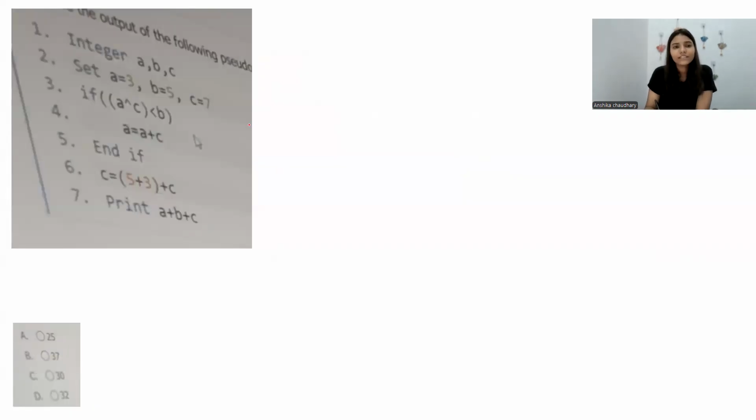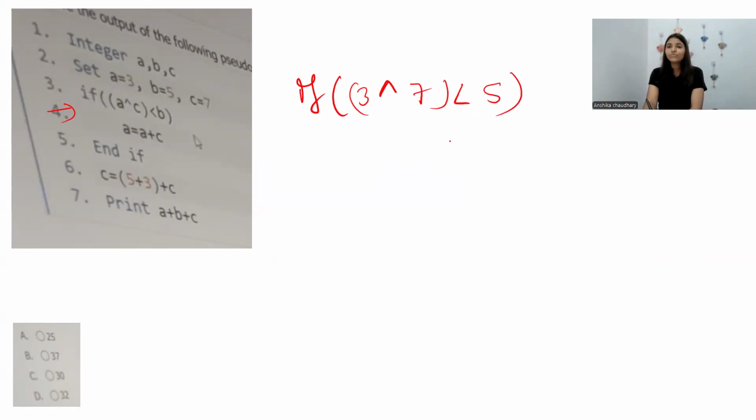So the next question is again based on the XOR operator, right? So we have these values. Let's check for the condition directly. If A XOR C, right? So 3 XOR 7 is less than B. B is 5. Okay. As this is in parentheses, first we need to solve for this. So 3 XOR 7. Let's convert them into binary.